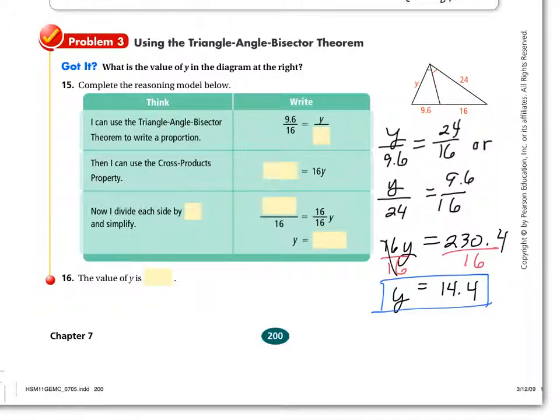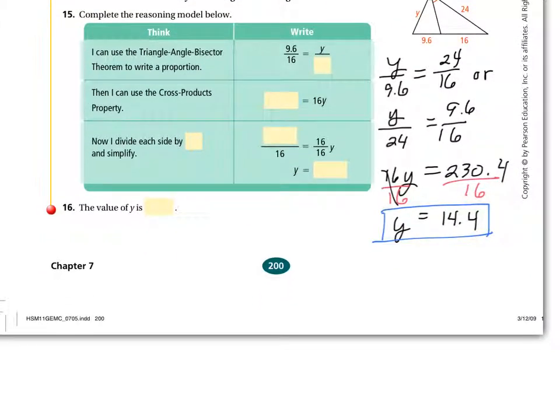And so that should take care of any of the problems that you weren't able to do last night. So you cannot do this if you don't have an angle bisector. So make sure that you have the proper notation for that. And then let's look at the last page.